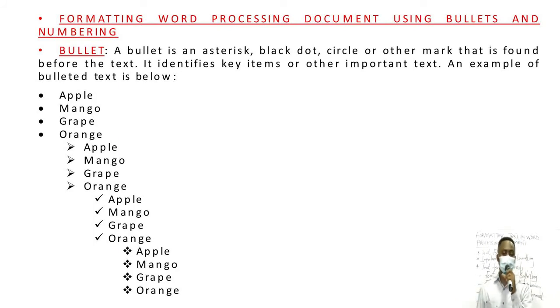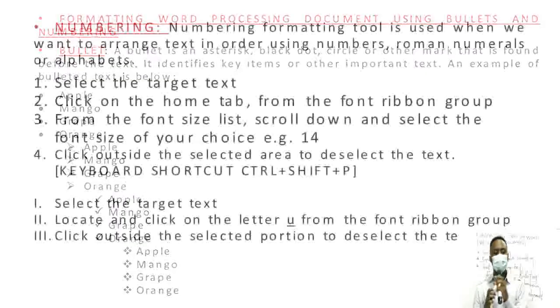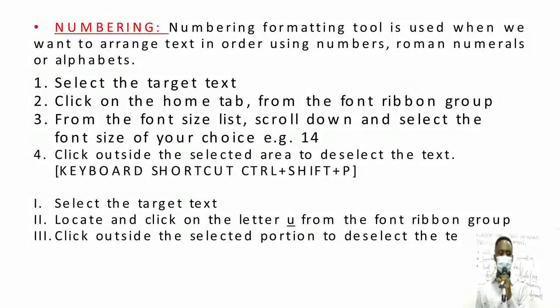Or the difference between bulletin and numbering. Let's look at the difference between bulletin and numbering. The numbering formatting tool is used when we want to arrange text in order using numbers, Roman numerals, or alphabets. Below are some example steps.